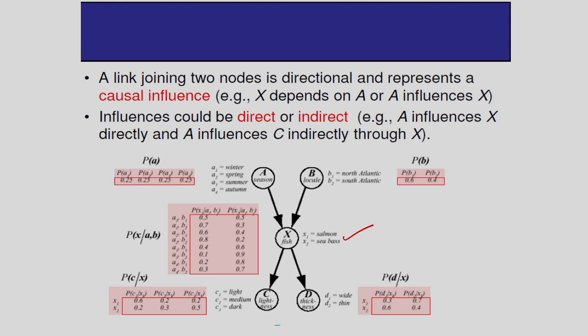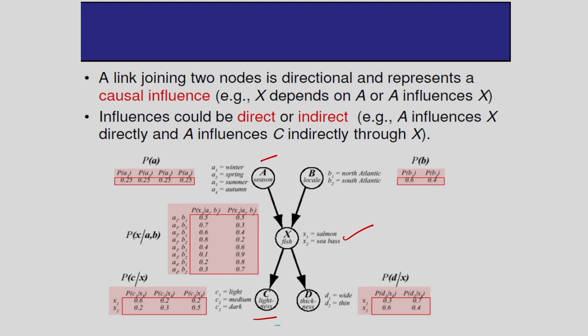Here you can see in this graph, X depends on A, and that means A influences X directly. And you can see A influences C indirectly through X. If you see C, C depends on X, direct dependence. But if I see this graph, A influences C indirectly through X. That means C also depends on A, C also depends on A via X. So, A influences X directly and A influences C indirectly through X.